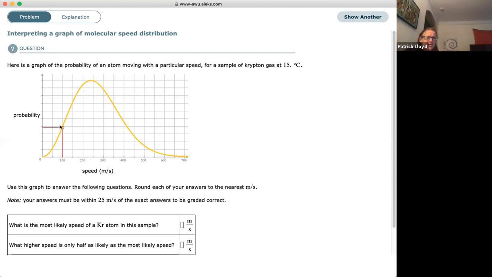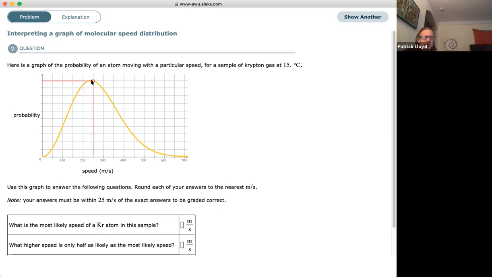Okay. So let's take a look at this graph. It says, use this graph to answer the following questions. Really, all we're doing is just reading off the graph. That's all you're doing. What is the most likely speed of a krypton atom in the sample? The most likely speed is the most probable, and that's the peak of the curve. So you just look for the peak.